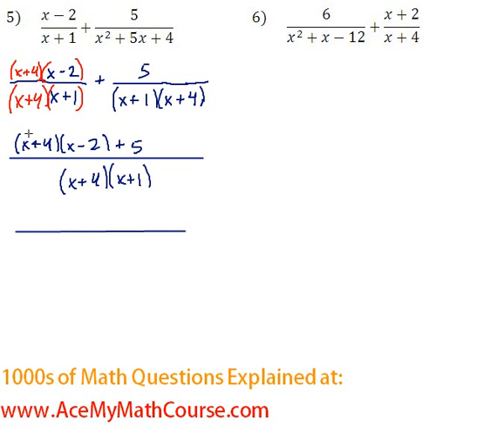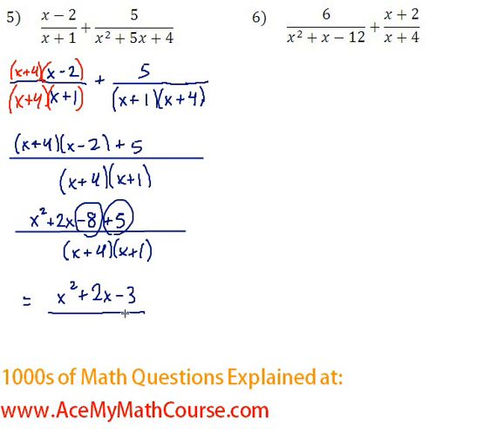Now what I can do, continuing down below, is just expand this, x plus 4 times x minus 2. Once I expand and simplify that, it will be x squared plus 2x minus 8. Hope that makes sense to you. And the 5 is just waiting there, plus 5. Down at the bottom, we still have x plus 4 times x plus 1. Great. Now we can just combine everything, combine like terms. We have the negative 8 plus 5, negative 3. So we have x squared plus 2x minus 3 all over x plus 4 times x plus 1.